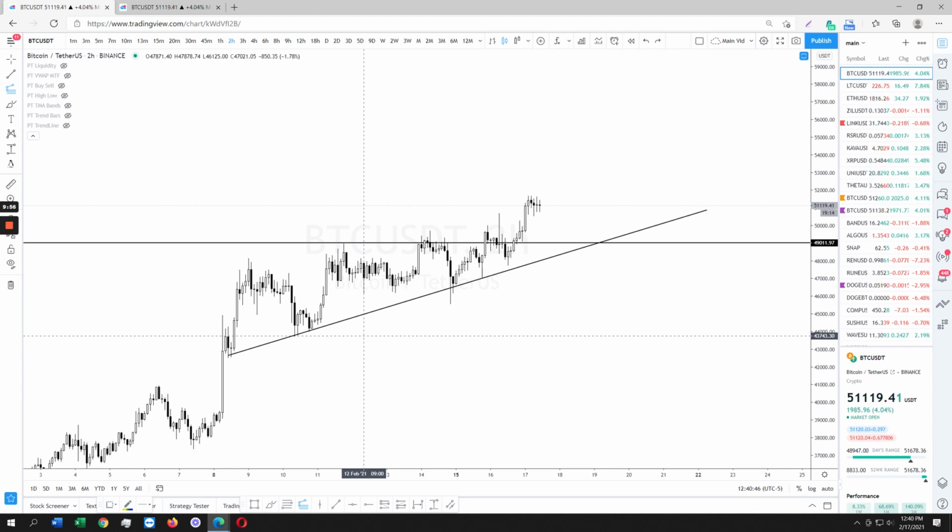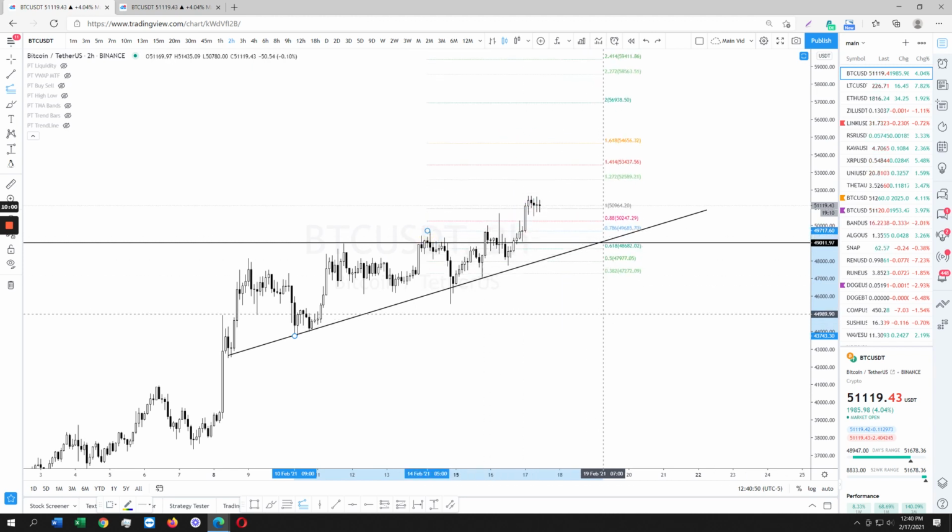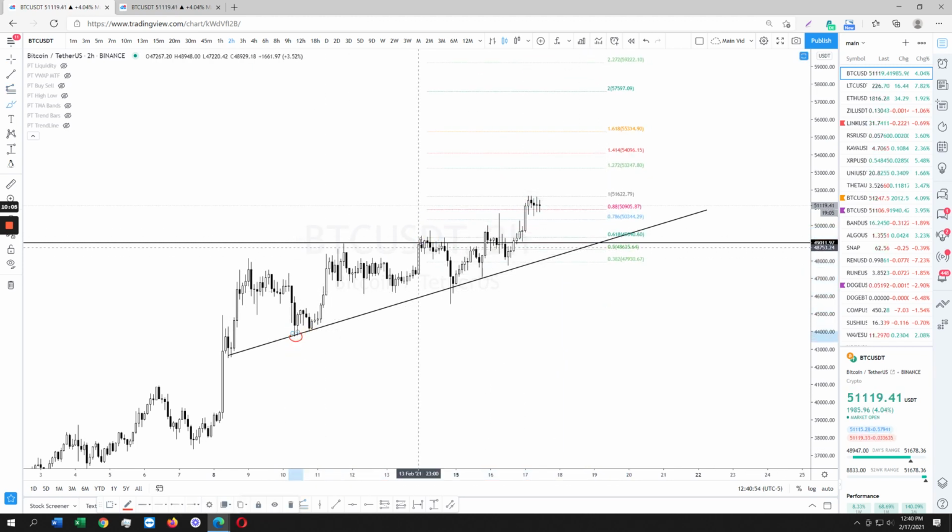Grab your fib extension. Bottom, top, bottom, right? Three points, guys, three points. Always remember that. 0.1, 0.2, 0.3. And then what happens? Where are we? We are at the 1-to-1 extension. So what happens when you go to the 1-to-1 extension? More likely than not, you get a reversal.